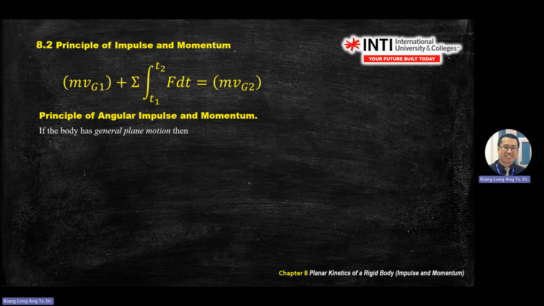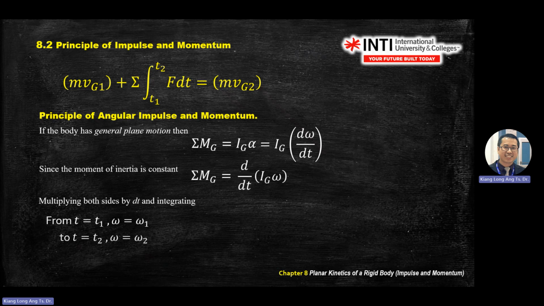Another one. This is the linear impulse and momentum. This is what you learned. Now we add one more term in front called angular impulse. So for angular impulse, you need to recall M equal to I alpha. Then you move alpha equal to omega over dt. You move the dt to the left-hand side, you integrate left and right, and you arrive at this equation.